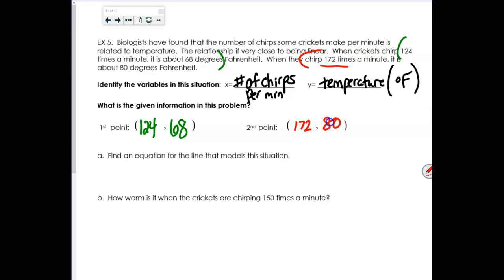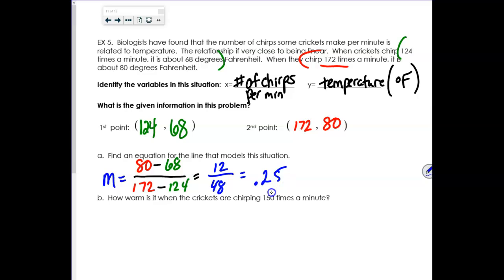So again, I don't have slope, but I can calculate it using y2 minus y1, so 80 minus 68, over x2, 172, minus x1, which is 124. Again, the Meyer method is safer. You guys should calculate the numerator and denominator separately. So this ends up being 12 over 48, which comes out to 0.25.